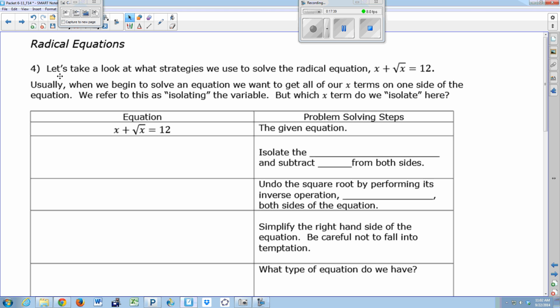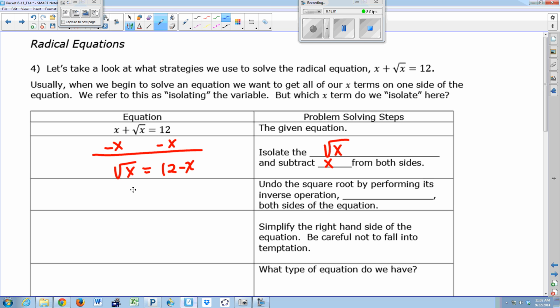To do that, what would I do to this left side to get the square root of x all alone? I would subtract x. So I isolate my radical term, the square root of x, and I subtract x from both sides. I'm going to get the square root of x equals 12 minus x. And again, as a note of caution, when you have more than one term, whether you're working with rational equations or whatever, always put those parentheses.